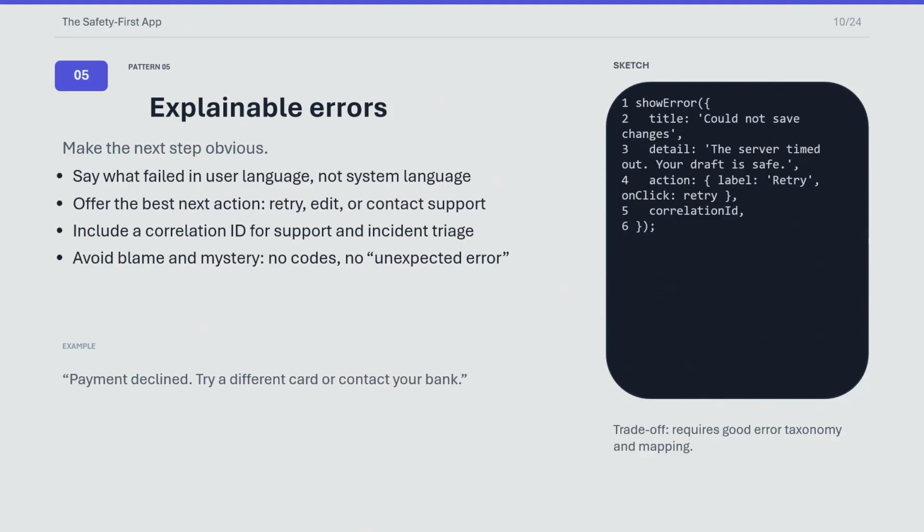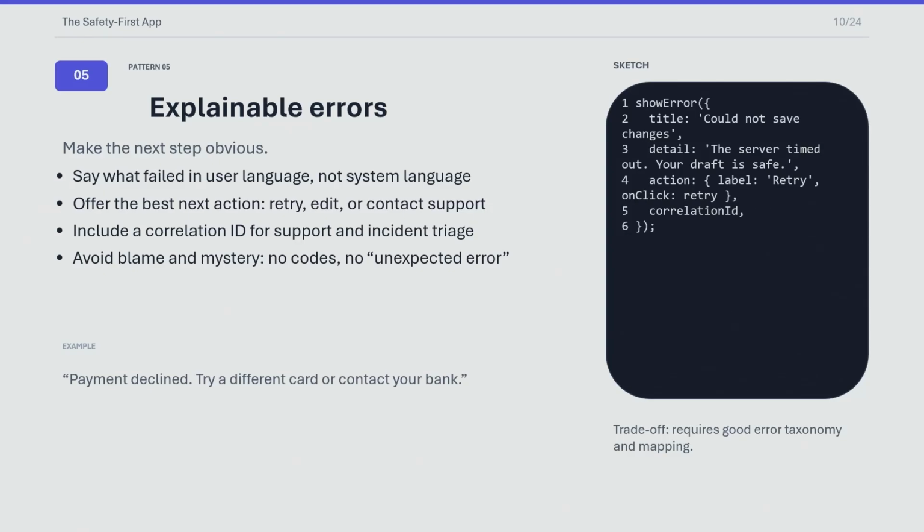So an example of this could be showing the error title "Could not save changes," and the detail just showing "The server timed out, your draft is safe." That gives that amount of reassurance to the user at least. So although it's timed out, clearly you're showing that it's saved. It's not the user going, oh no, was my draft saved, do I need to do it all over again? You give that good reassurance to them.